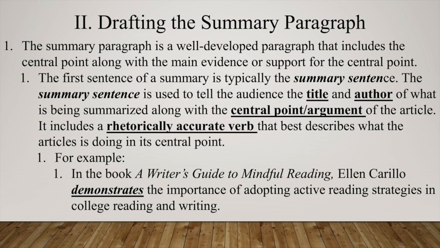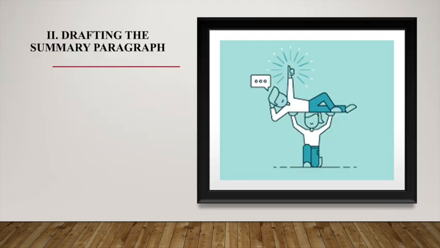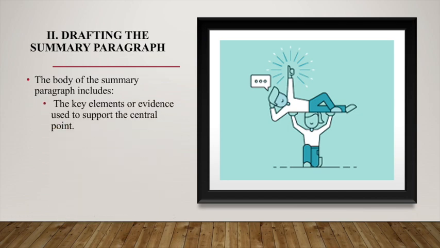So that's the first sentence of our paragraph. Clearly, that's not a whole paragraph. We're missing some things because the next question you should ask yourself is, how does the author do that? So now we have to look at the body of that summary paragraph, and that's going to include the key elements or evidence used to support the central point.